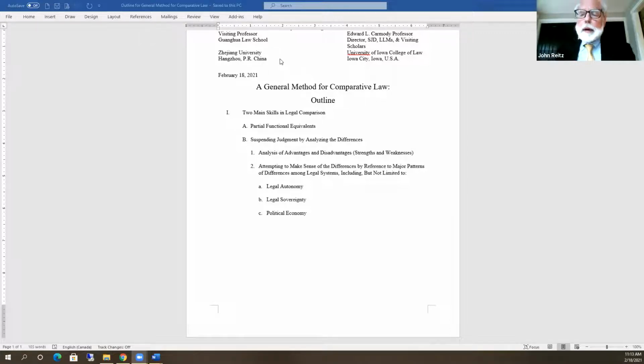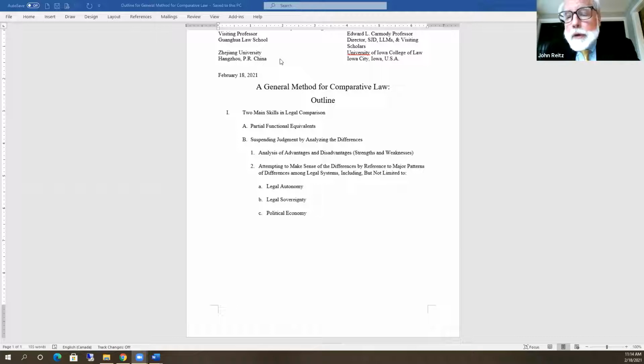The other thing I claim about my system is that it forces you to deal with very important questions about any legal system you're studying. And for that reason, it's very useful for teaching. So I really think of this as a general method for teaching comparative law. Not the only possible one, but one that should be appealing to a lot of people because it enables you to introduce the students to really important questions about every legal system.